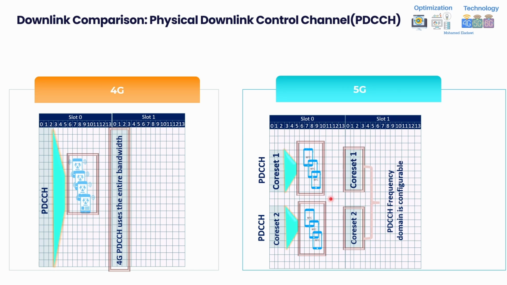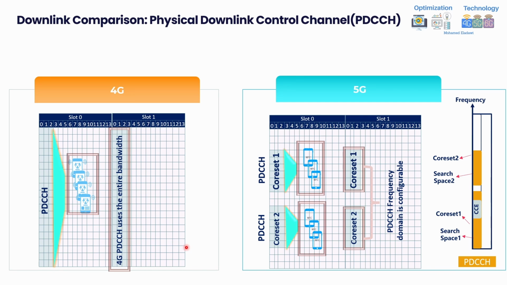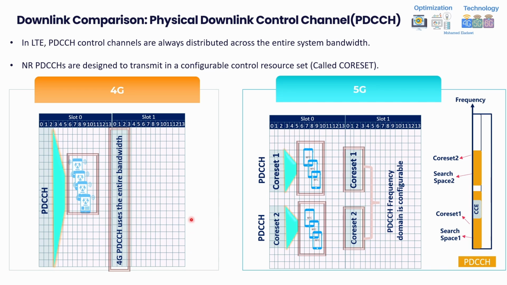And for the time or the symbols, 5G remains the same as 4G, 1 up to 3 symbols. So this is the main difference between 4G and 5G. It's very simple. And just to sum it up, the 4G PDCCH was distributed across the entire system bandwidth, while 5G is now giving more control over the frequency resource allocation. Thank you. Now let's move to the next part.